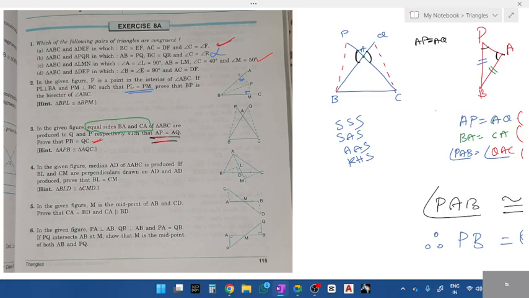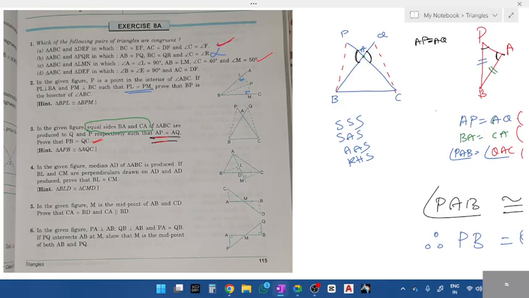ABD is equal to AB. No, no. Okay, ABD and what? ABC. Fine, I'll make it even more clear. Wait, AD is produced.